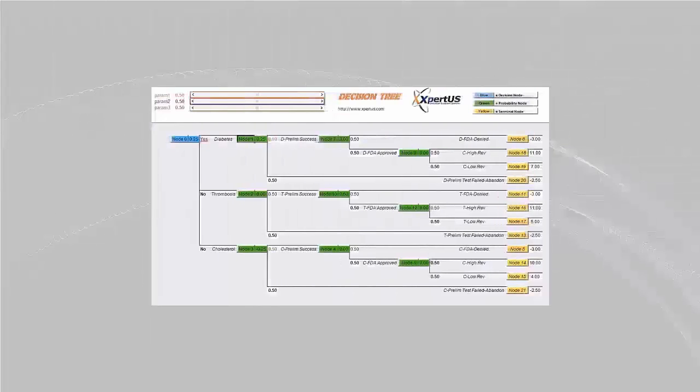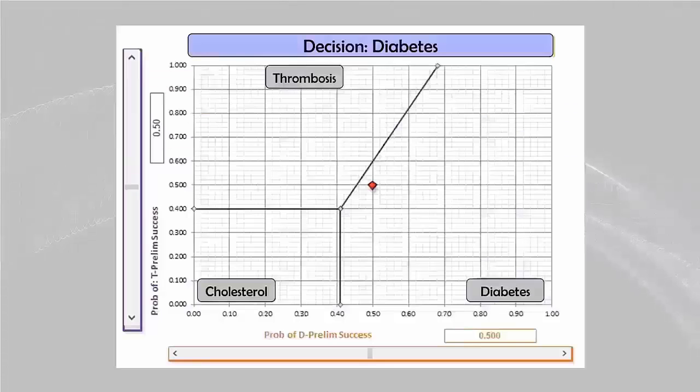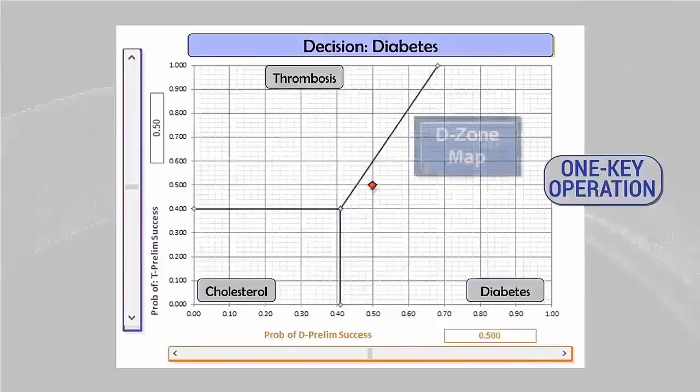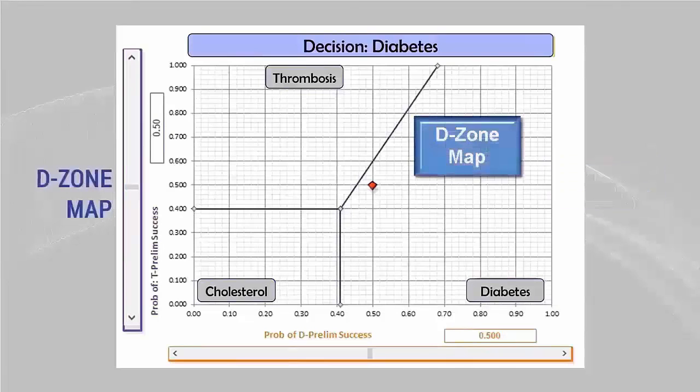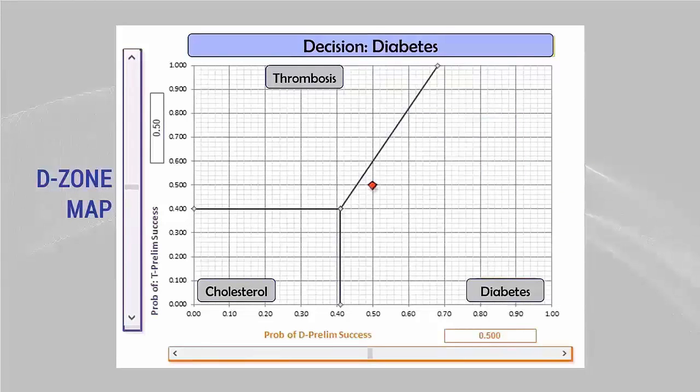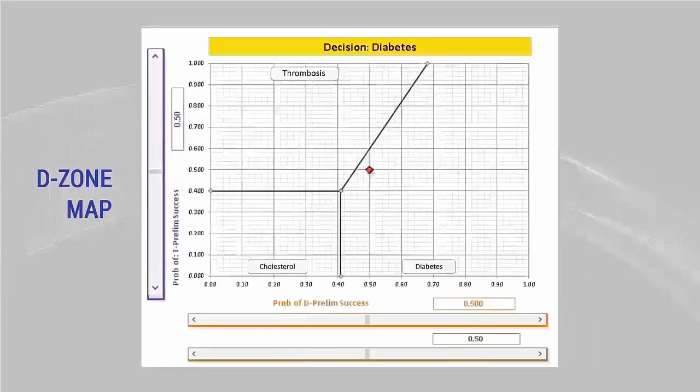Now to step 2, where we build the Excel decision tree, and in this case, it is for the preliminary tests. Once we complete the decision tree model, with one click, we can create the D-zone map. The model creates 3 zones for the 3 decisions: thrombosis, cholesterol, and diabetes. The zone in which the red pointer lands is the recommended decision. Here we have 3 axes. One is for diabetes, the next is for cholesterol, and up here is the thrombosis.